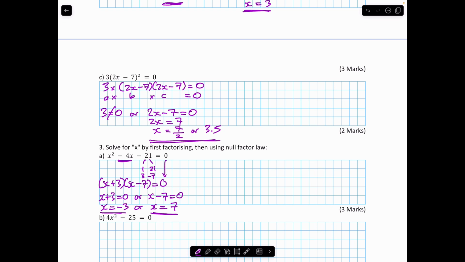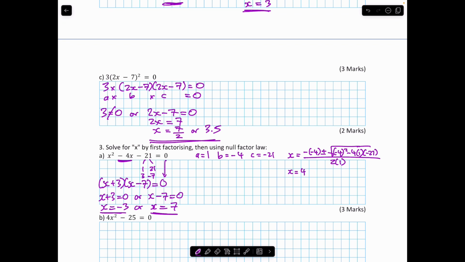Now, you're getting the option. You're allowed to use quadratic formula if that's all you can remember. So in this case, what's in front of x squared? 1. What's in front of x? Negative 4. What is the number by itself? C is negative 21. So the quadratic formula, x is equal to negative b, so negative 4, plus or minus the square root of b squared, negative 4 squared, take 4 lots of a, which was 1, c, which was negative 21, over 2 lots of a, which was 1.